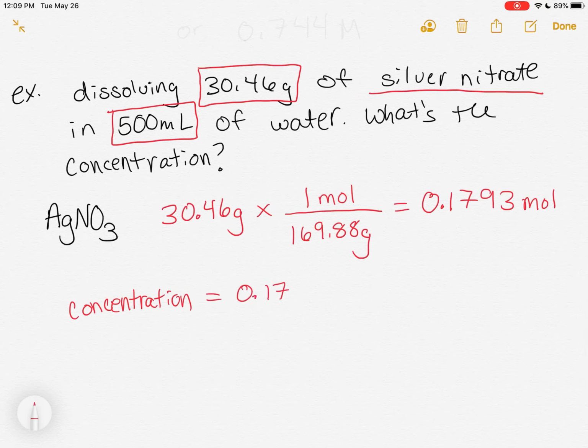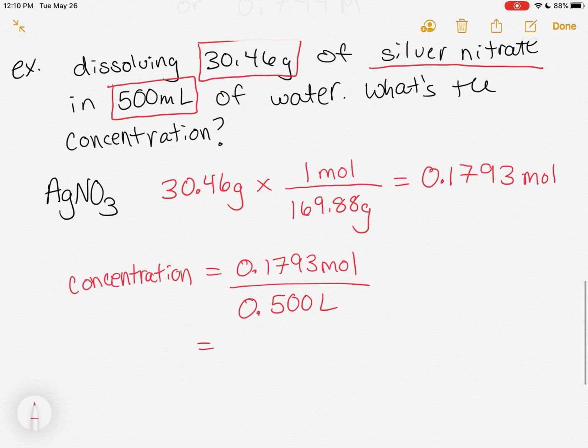And so concentration is going to be 0.1793 moles divided by our volume, which remember to put in liters, so it would be 0.500 liters. So then when we do that calculation, we're going to get 0.359 moles per liter for our silver nitrate.